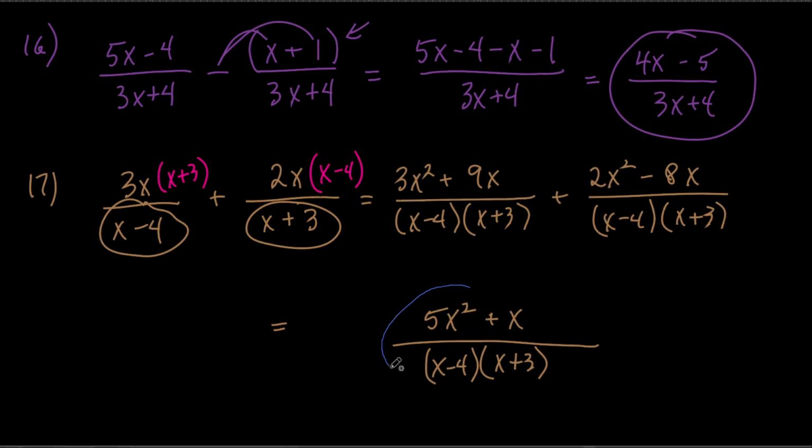That's how I would like you to leave the answer. Okay? You don't have to factor out a common x. I know it says leave it in factored form, but once you've added up your like terms, you can just keep it like that. It's perfectly fine to keep it like that. All right.